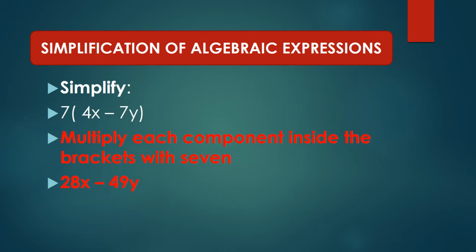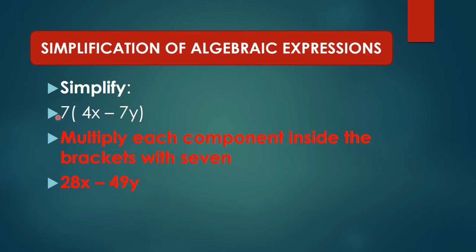So simplification means you open the brackets, and then if you have like terms, you will be able to collect them. But in our case here, let's open the brackets very fast. So this 7 which is here must be multiplied by everything that is inside the bracket. So we are saying multiply each component inside the brackets with 7. 7 times 4x is 28x. Let's write this sign here, minus 49.